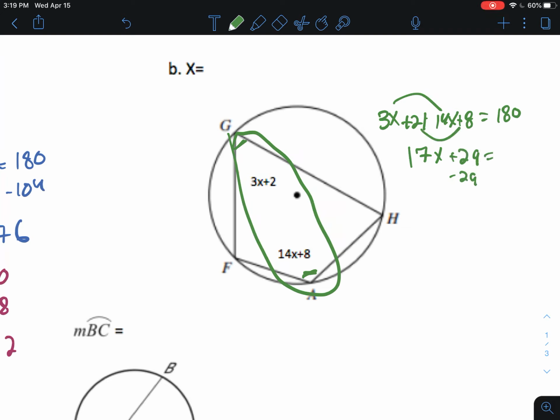So we subtract off 29 from 180. That gives us 17x is equal to 151. Divide that by 17. What's 151 divided by 17? Let's see what we get here. We get 8.88, so x is equal to 8.88.